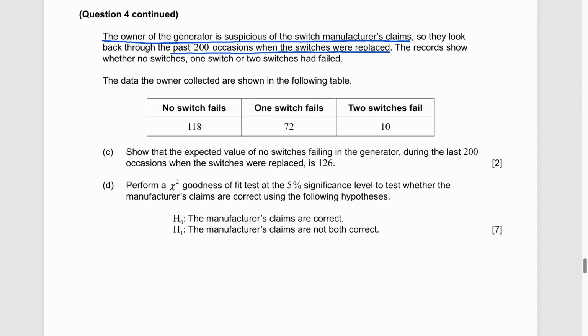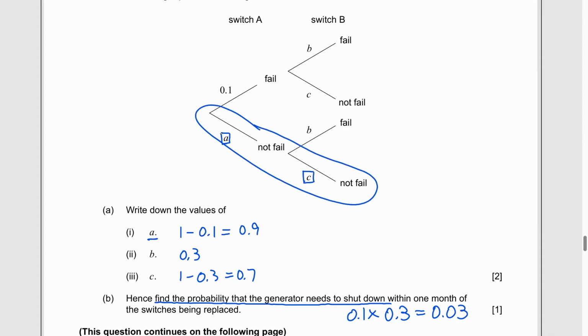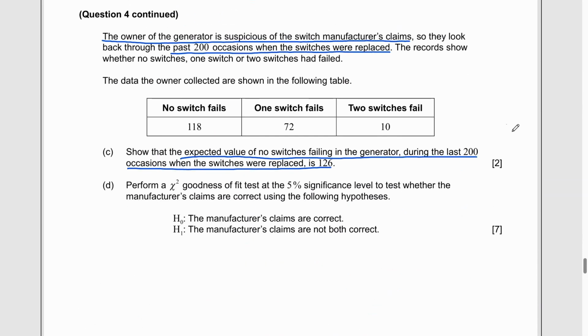We want to show that the expected number of occasions with no switch failing is 126. The probability of no switch failing is 0.9 times 0.7, which is 0.63. Multiplying 0.63 by 200 gives 126 as required.